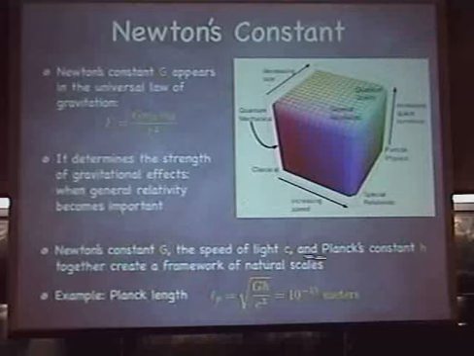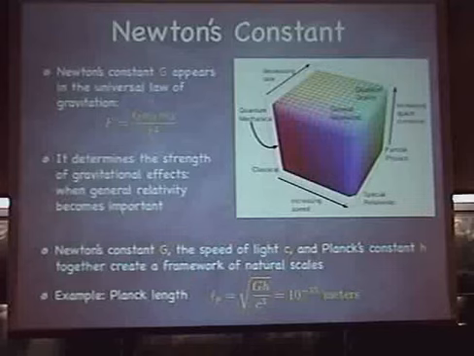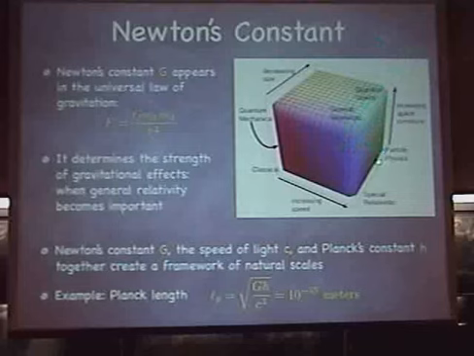The second thing about these three numbers is that together they define natural scales. For example, Planck's length is a particular combination of these three natural numbers. And what's important about these natural scales is that when you reach this natural scale, you're up here. If I'm talking about lengths that are on the order of Planck length, if I'm studying the universe at this distance scale, then I'm definitely up here. I have to take into account all of these effects. So they create a framework of when all of these things become important.